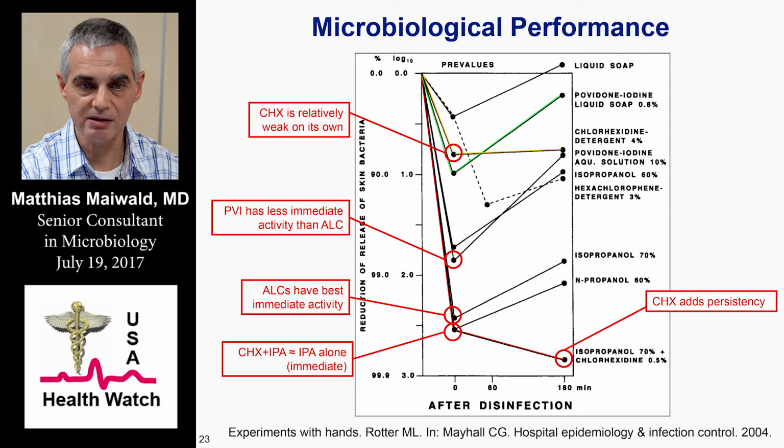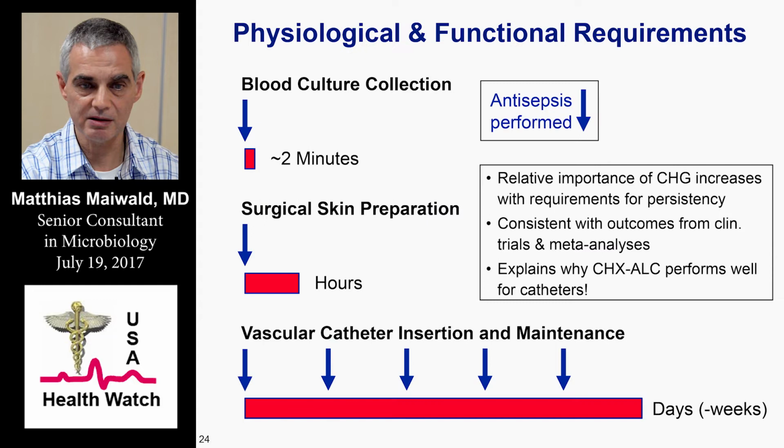If we look on the left, chlorhexidine is relatively weak on its own. Povidone iodine has less immediate activity than the alcohols, which are located toward the bottom. Alcohols have relatively the best immediate activity. And if we look at chlorhexidine plus isopropanol versus isopropanol alone, the immediate activity is very similar. And then if we look at the sustained activity of chlorhexidine plus isopropanol, we see that chlorhexidine adds persistency to the mix. So, next slide, slide 24.